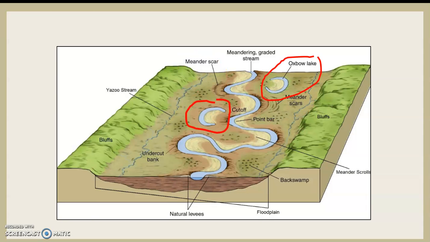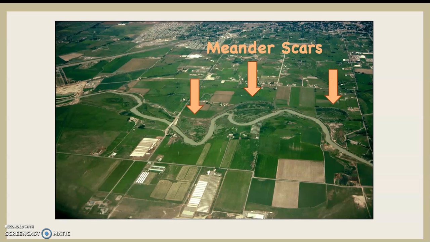And then again, you can see the oxbow lakes. This also indicates where the stream once was moving, but is no longer moving because it changed course, and it makes these kind of boomerang or horseshoe-shaped lakes.